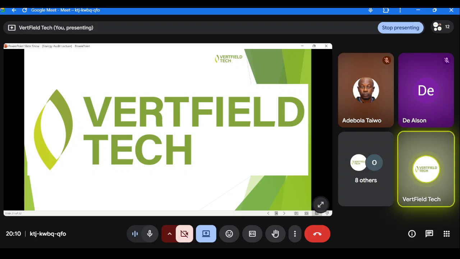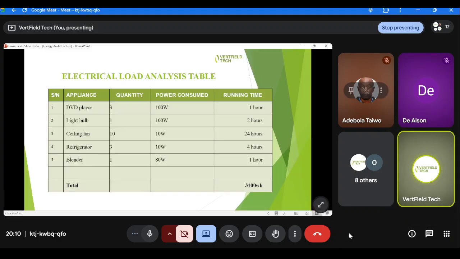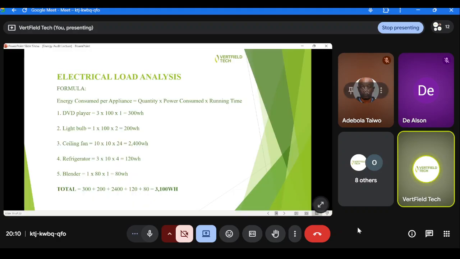Okay, so we'll do it one more time, sir, for the sake that you are our client for tonight. So, the explanation is this. We have a formula which we use to get the energy need of a facility, which says that energy consumed is equal to quantity of appliance multiplied by the power consumed multiplied by running time.